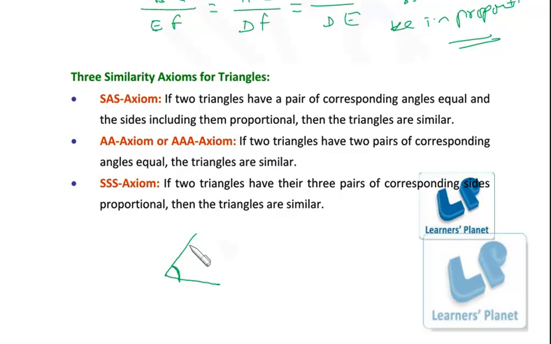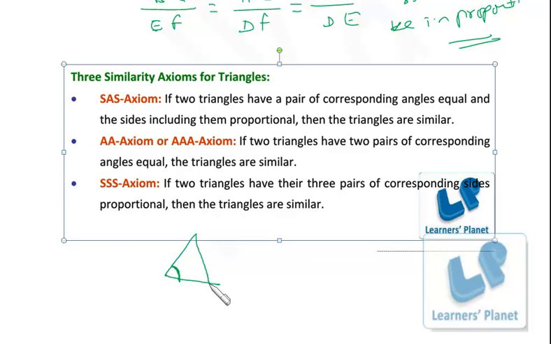So if I have these triangles, and this side is proportional to this side, and this angle is equal to this angle, then the two triangles can be called similar, right? So that is SAS, side angle side. Then we have AA, right?